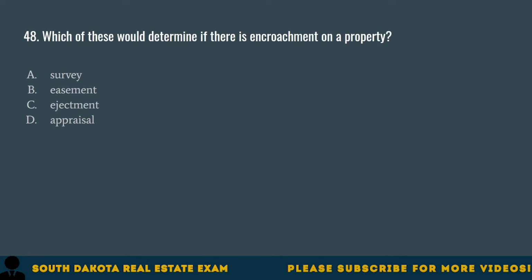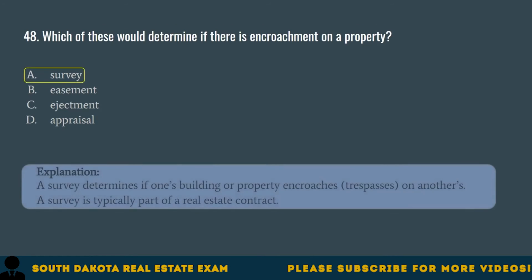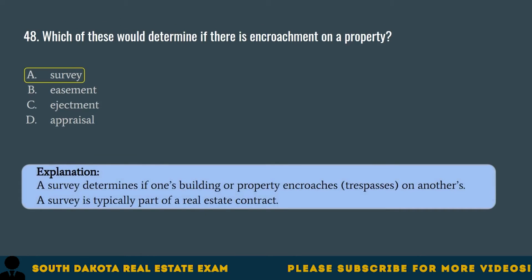Question 48. Which of these would determine if there is encroachment on a property? A. Survey, B. Easement, C. Ejectment, D. Appraisal. The correct answer is A. Survey. A survey determines if one's building or property encroaches, trespasses, on another's. A survey is typically part of a real estate contract.